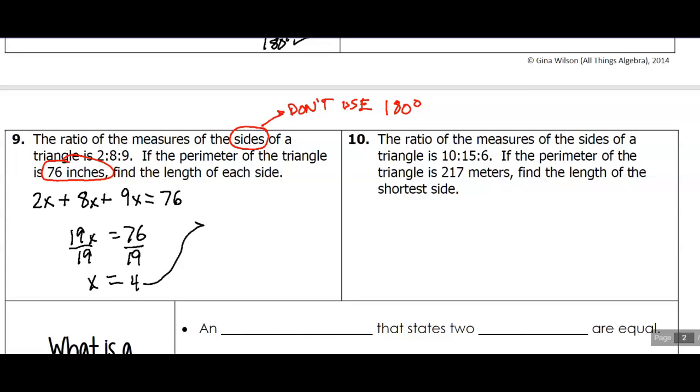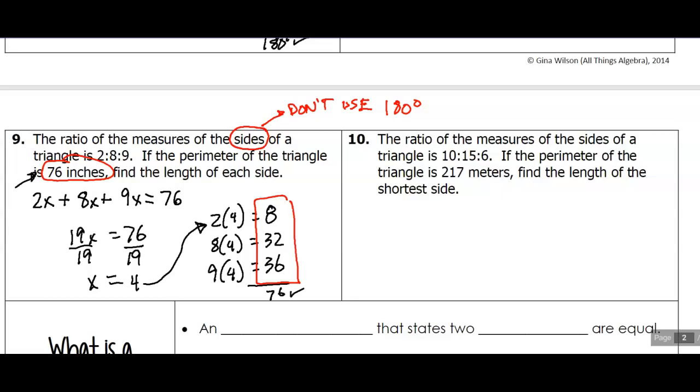And now that I have that x is 4, I can find each of the lengths of the sides. So I have 2 times 4, which is 8, and 8 times 4, which is 32, and 9 times 4, which is 36. And if I add these up, I get 76, which is what it should equal over here, 76. So we did it right. And these are the lengths of the sides.